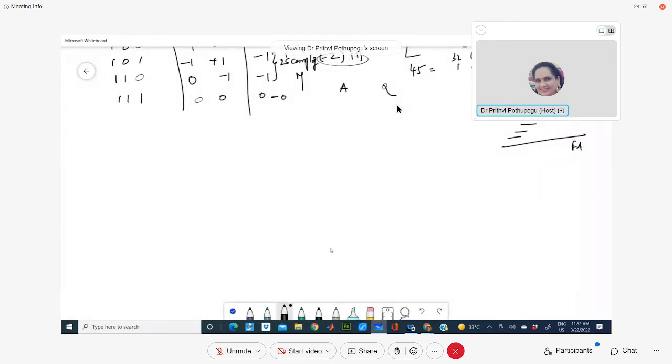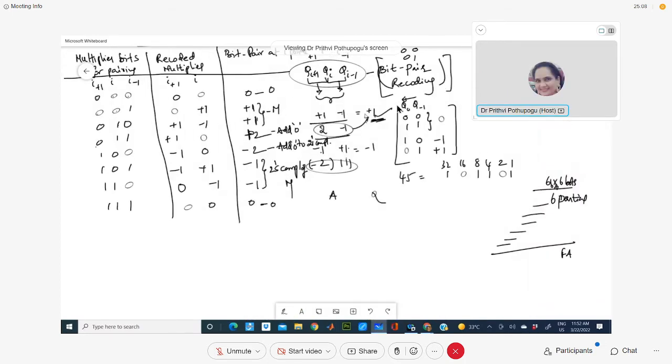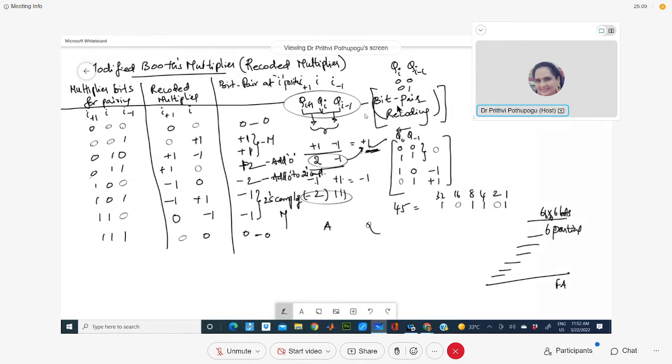Ma'am, can you please explain the rightmost column once again? Wait, 1 second. Which one? This one? Yes, ma'am. The bit pair column. Yes, ma'am. Yeah, how to obtain it, is that understood?